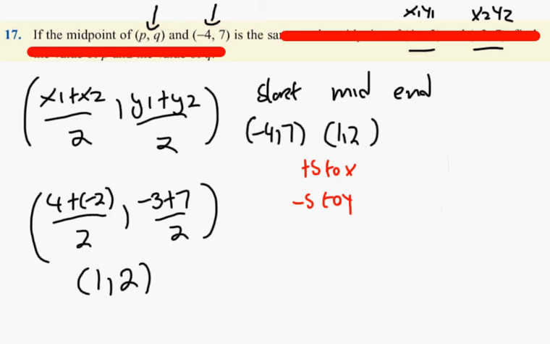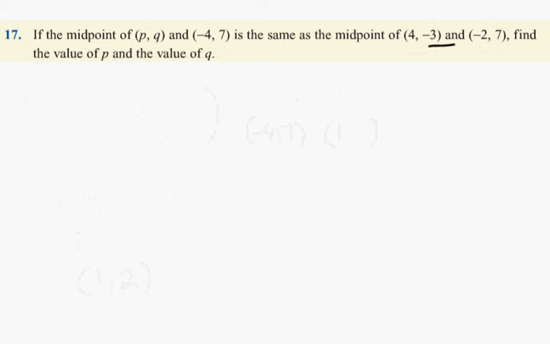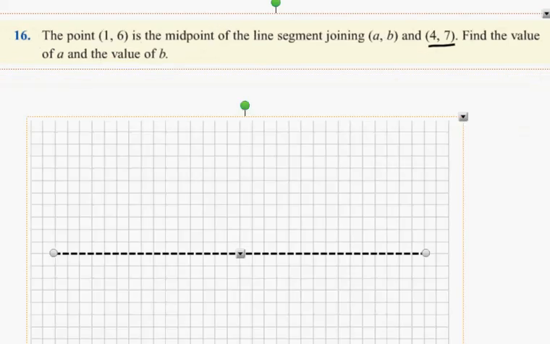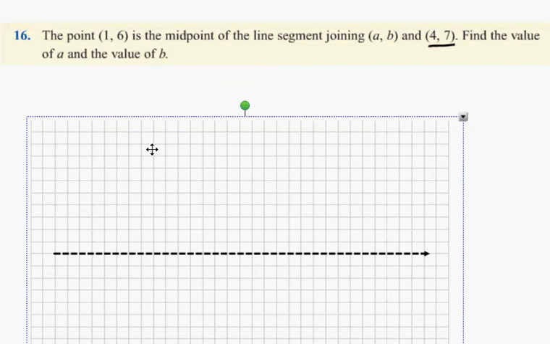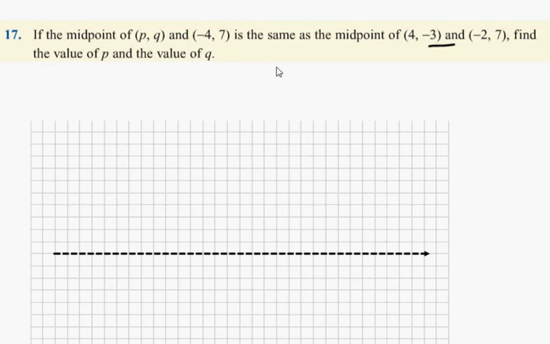Okay? Now, if you were really struggling in an exam, at the back of your book, there's always a grid here. Okay, and what you could do is just simply draw it out. So draw it out, and what we could say is 4, minus 3, 4 across, 3 down, minus 2, 7, minus 2 across and 7 up, 1, 2, 3, 4, 5, 6, 7. Okay, draw the line linking them together.